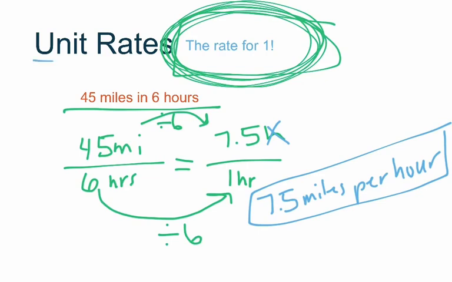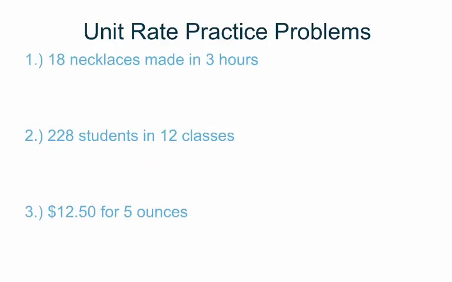Okay, so when you want to find a unit rate, you just need to take usually that bottom number, take it from whatever it is to 1, and that's a unit rate. So let's see if you can go ahead and find the unit rate for these 3 problems. Pause your video now. I'm going to start going over the answers in a little bit. So pause, try solving them, and let's see if we get the same thing.